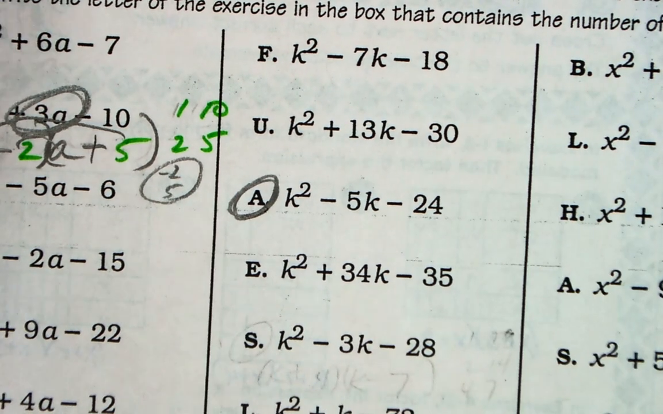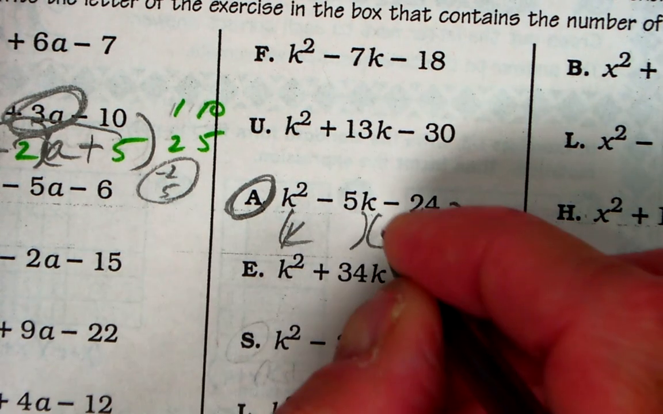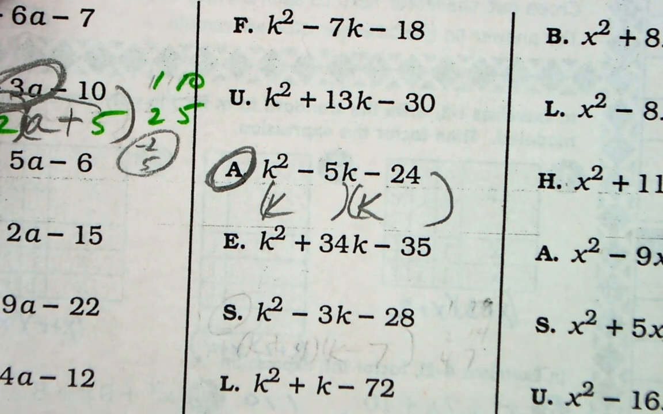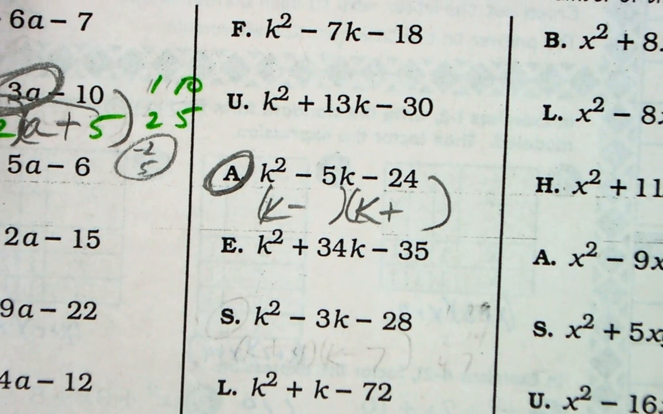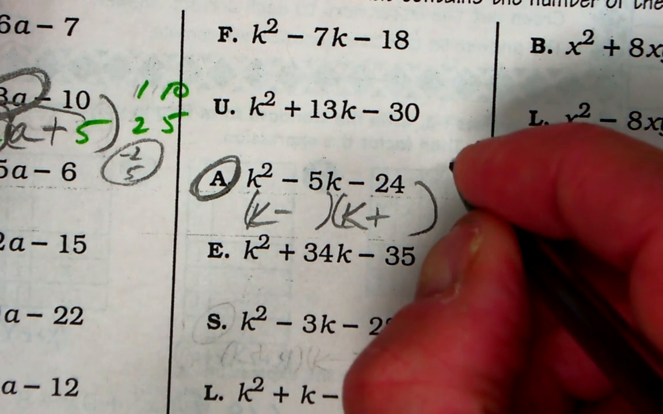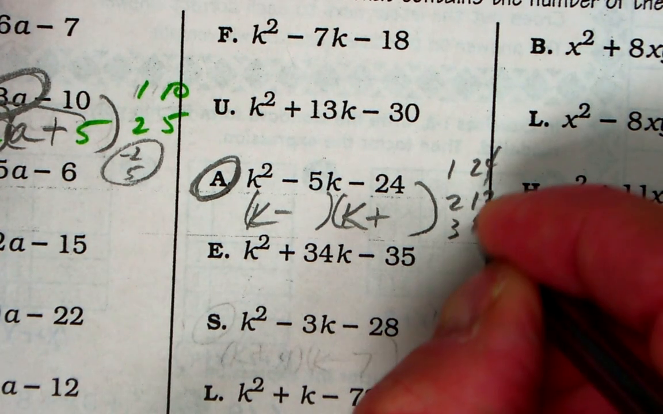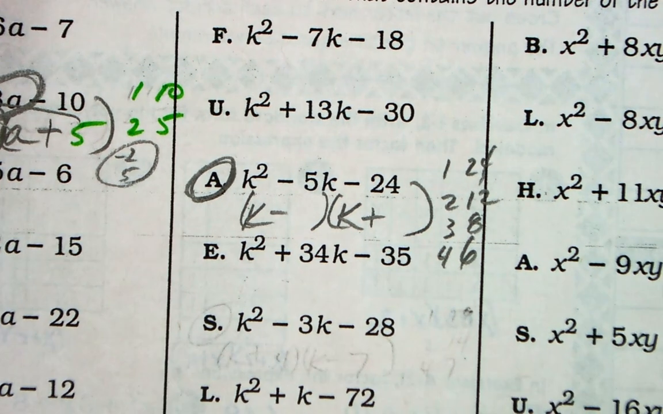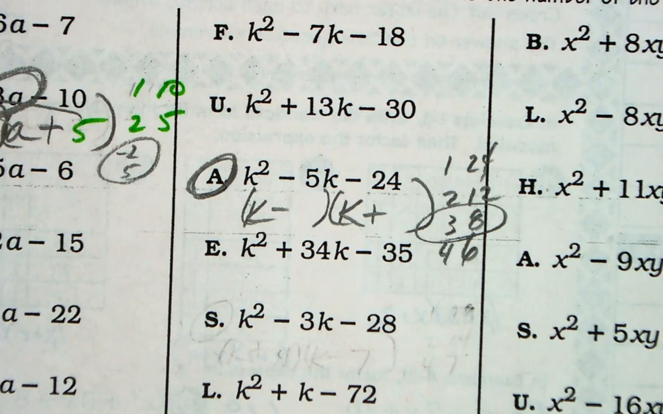All sorts of A's. Okay. What are my signs? Subtraction and addition. Because I need a positive and negative to multiply together to give me negative 24. Okay? So now let's look at my factors of 24. 1 and 24. 2 and 12. 3 and 8. 4 and 6. Which pair should I pick? 3 and 8. And if you get wise, you can put it in the right spot right away.